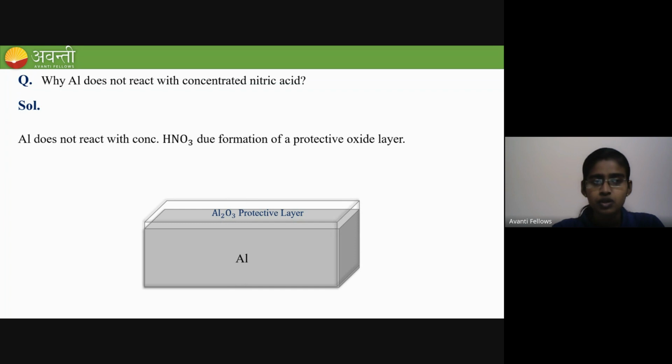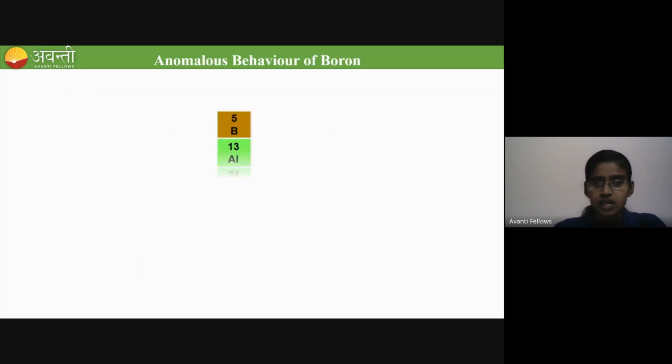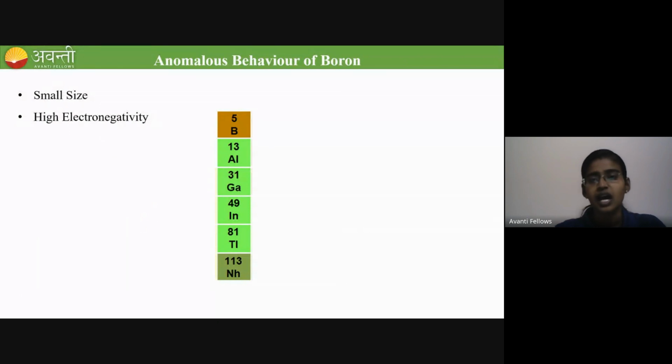Now we will go to the next topic of group 13, that is the anomalous behavior of boron. I already told you that anomalous means unique nature. The unique behavior of boron is due to its small size, high electronegativity and the absence of d orbitals. Boron is very small in size. On moving down the group, size increases, right? Boron is extremely small in size, so that is one of the unique natures of boron. Because of its small size, it is able to form strong covalent bonds with other elements.